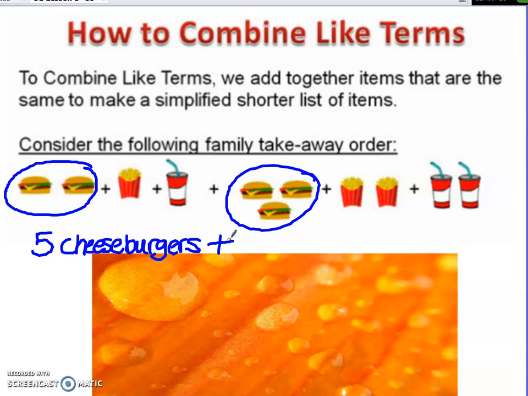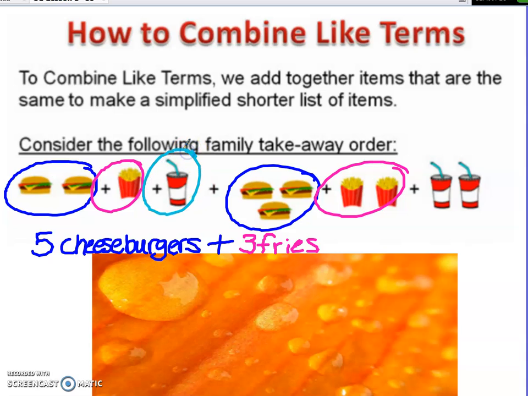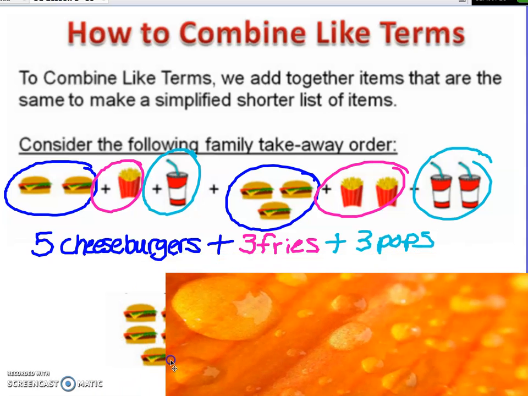Plus, next here I see fries. I can't combine fries with burgers because those are 2 totally different things. So if I was making an order, I'd say, I want 5 cheeseburgers and I have 1 fry. Looks like I have 2 fries over here. So if I combine those like terms, I'd have 3 fries. And then lastly, if I look at the pop, I have 1 pop here, and 2 pops over here. So that means I'd have plus 3 pops. And that's essentially all we are going to do when we combine like terms. We're going to look for things that are the same.